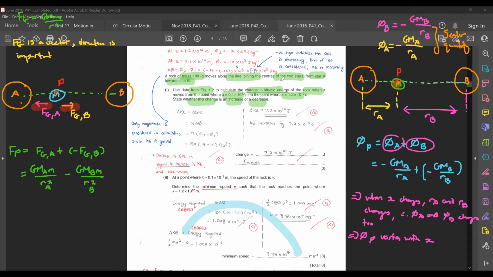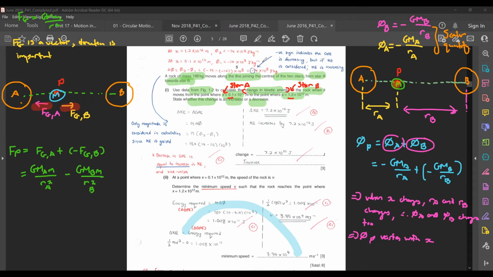Okay. Now, if you look at your graph, when you are talking about x being 0.1 times 10 power 12, this is actually from the surface of star A. And then when you move to 1.2 times 10 power 12 meter, this is actually going towards the surface of star B. You're actually moving from star A to star B right over here. Now, they're asking you, if I were to move from star A to star B, what would actually be the change in kinetic energy of the rock?